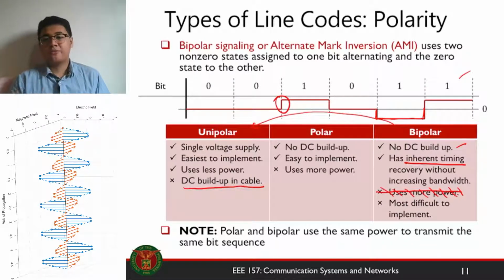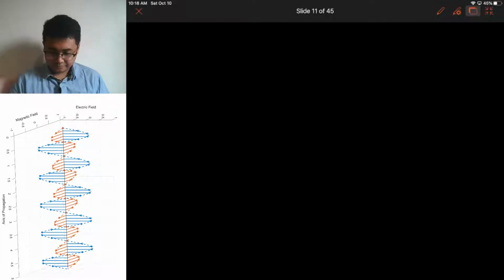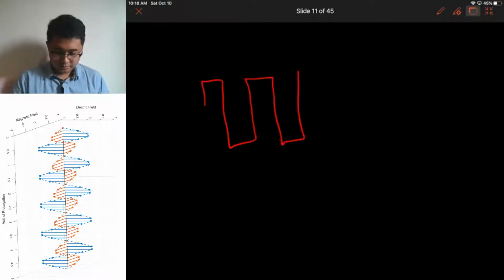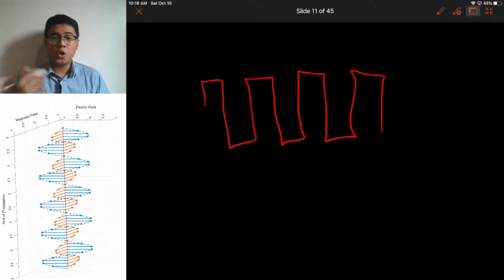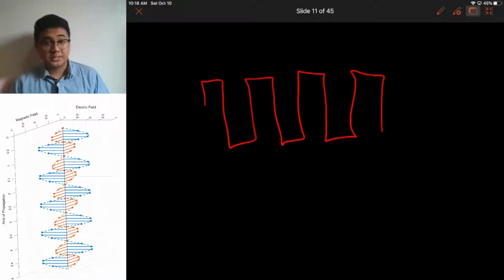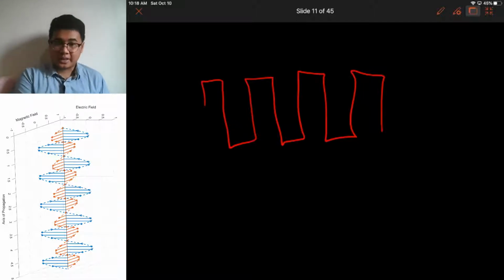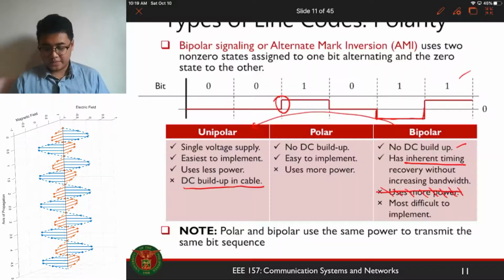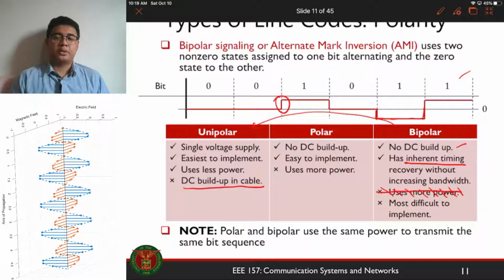Okay? Let's say for a bipolar signal, if you have a series of ones, then the output will look like this. And there's always a transition between two states for a series of ones. Therefore, we can easily recover the timing just by sending a series of ones. Okay? And that's one big advantage of your bipolar compared to both your polar and your unipolar. Okay. So what if we can't use a bipolar? It's too complicated. How do we recover our timing for unipolar and polar?